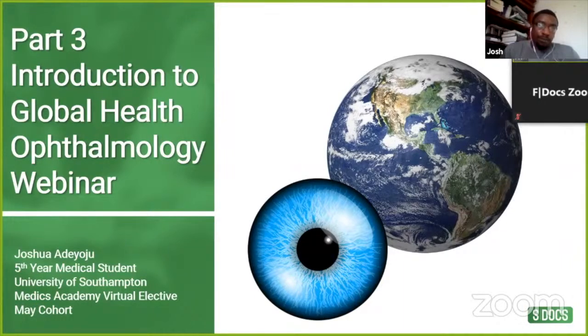If you've missed part 1 and part 2, please do check them out on the Medics.Academy YouTube channel. In part 1, I talked about really introducing the whole concept of global health ophthalmology, why it's so important, what some of the causes are, and information such as that. In part 2, I covered 3 avoidable causes, in particular preventable causes of global blindness and visual impairment. So there's some really interesting stuff there, hopefully.